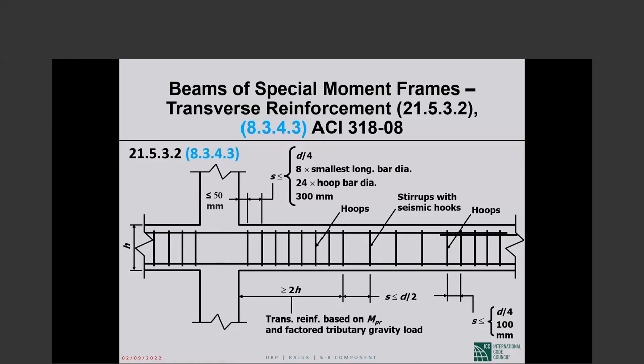So in the plastic hinge region, hoops at a spacing not to exceed the least of 4 things. Then open stirrups at a spacing not to exceed d/2, and then over the splices, the hoops at a spacing not to exceed 1/4 of the effective depth or 4 inches, whichever is the smaller.